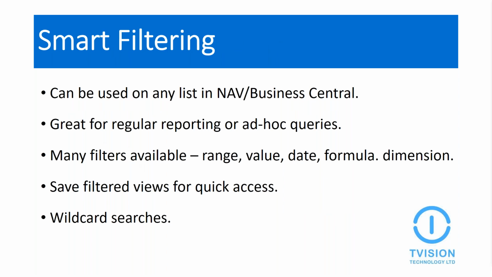Okay, so on the subject of smart filtering, filtering is a great way of utilising the data that you have in NAV or Business Central in order to answer key questions, find out key information, or to produce a report. So there are many ways to filter the data depending on what you're trying to do. It can be by date, range, value, or dimension.